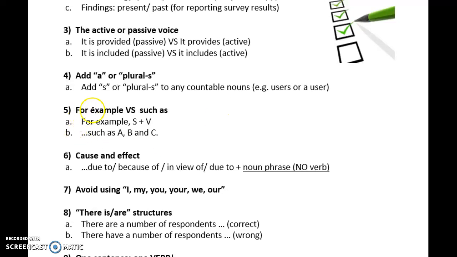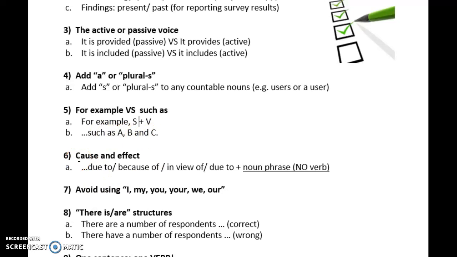Number 5, for example and such as. If you use for example, it is the start of the sentence. So if it is a sentence, you have to include a subject and a verb. But if you use such as, we use it in the middle of the sentence, you can use noun, comma, noun, and another noun. So the difference is, for example is used in a sentence, so you have to include a verb. But for such as, you don't need to include a verb.